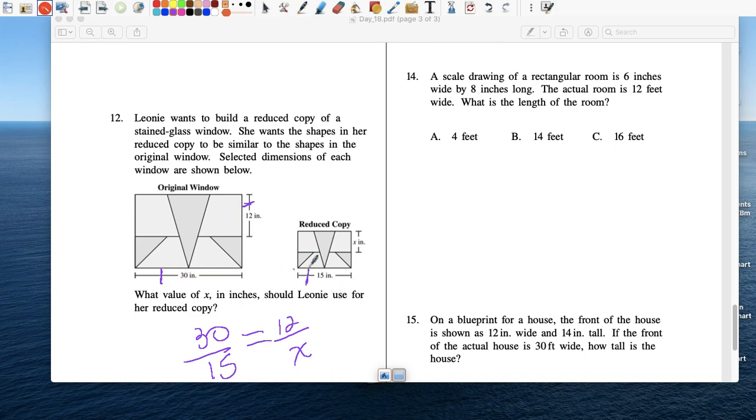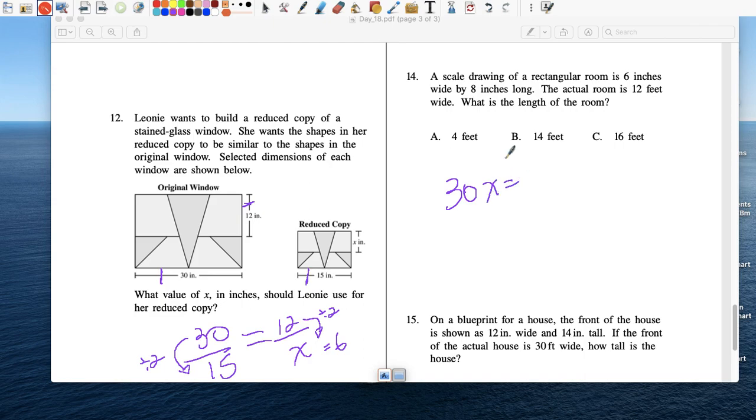So 30/15, whatever the ratio here is, is the same as the ratio of the other two corresponding sides. In this case, yes, you can cross multiply, but you can also find a relationship here. How does a 30 become 15? Divide by 2. And I can go also like this and say divide by 2. So x equals 6.